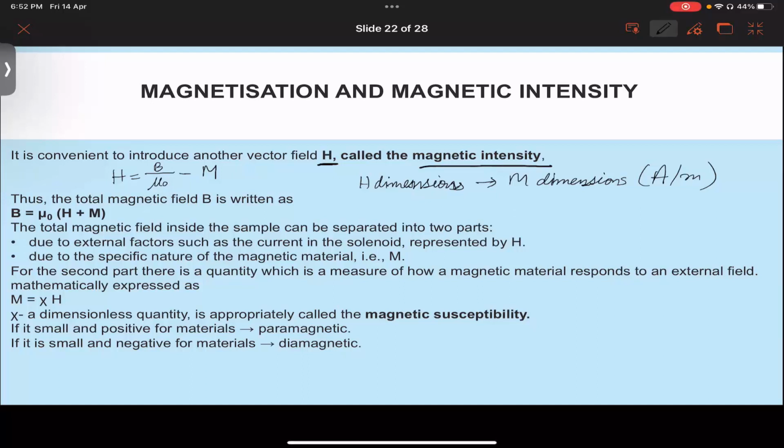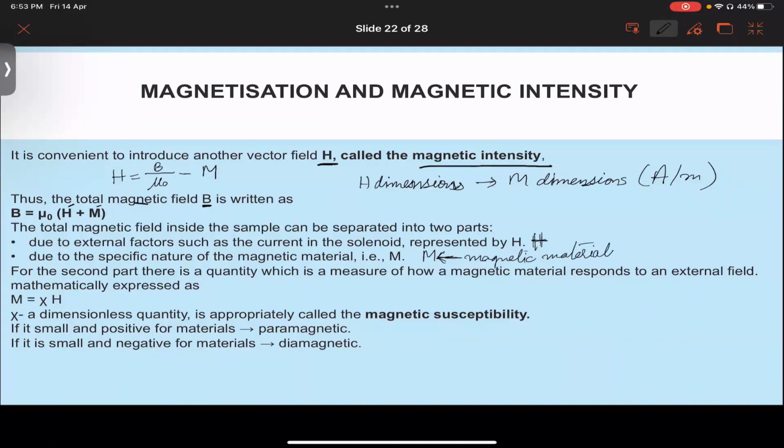You can see that the total magnetic field with respect to the solenoid that we have considered is a function of both the intensity and the magnetization of the material being used. Hence the total magnetic field can be separated into two parts: one is the intensity H, and then you have M. This M depends on the magnetic material that we are using.